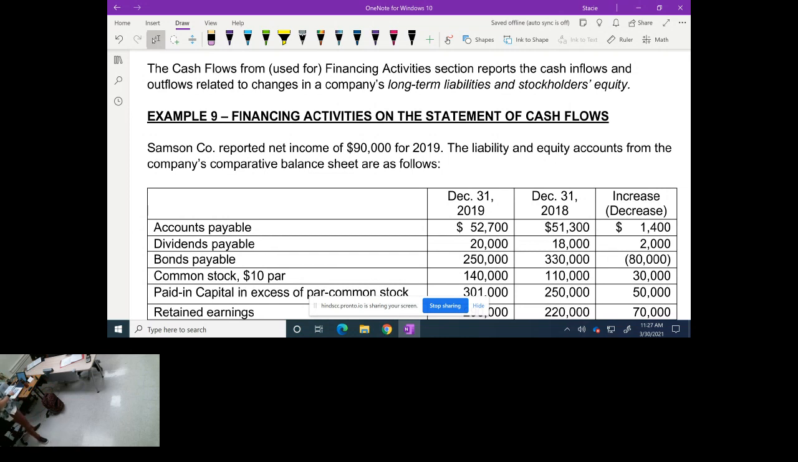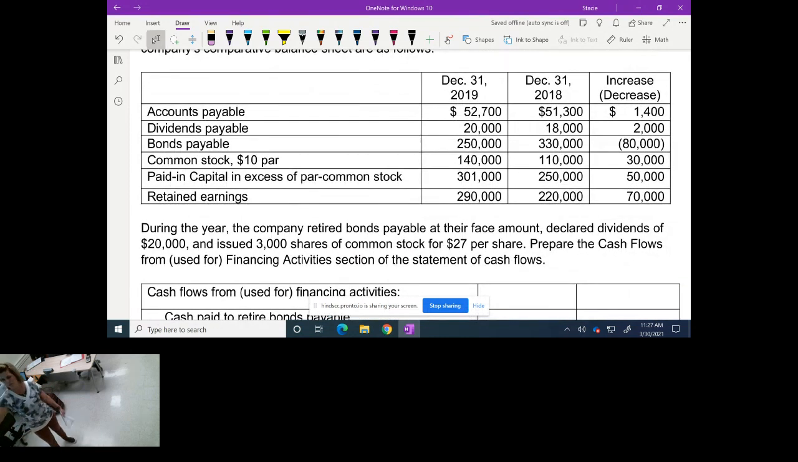So let's look at this problem. So essentially what we've got is just kind of a snippet of the balance sheet, and it's just the piece we're working with on this problem. And we're going to prepare the cash flows from or used for financing activities section of the cash flows. It's just kind of like we're pulling this section out. All right, so you've got the balances from 2018 to 2019 of all the liabilities. Are we going to use all of these? Are there any that are not going to go in financing?